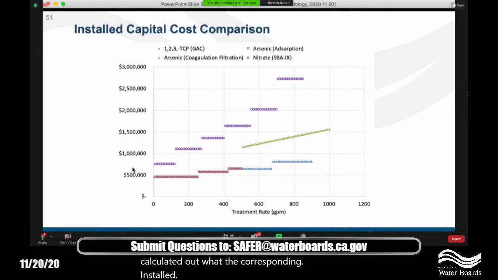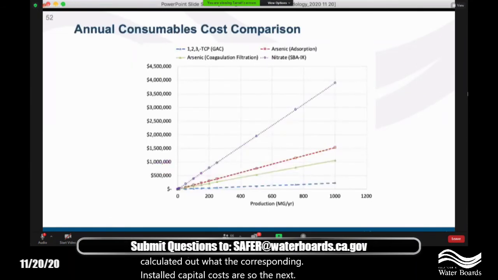So the next slide gives a sense of the operational costs. Again, we've built these models for not just these treatment approaches, but several others. And you see here, I'll just focus on the purple again, the nitrate cost. This is really normalizing consumables. So in this, depending on what it is, consumables, disposables, and residuals management.